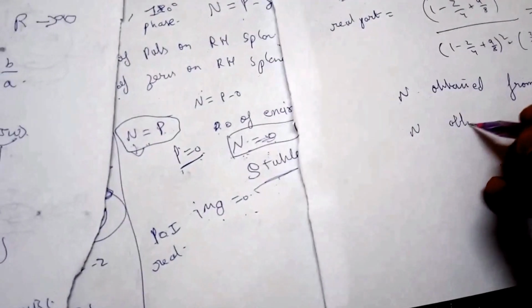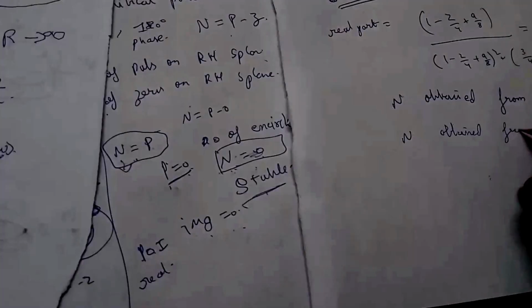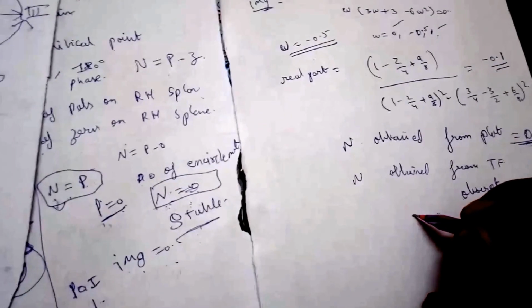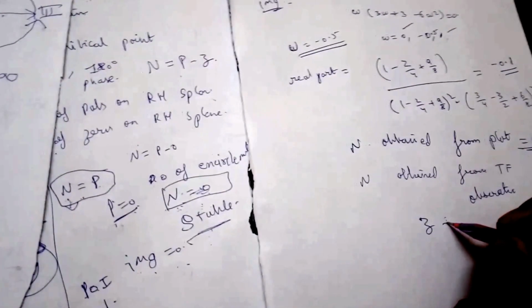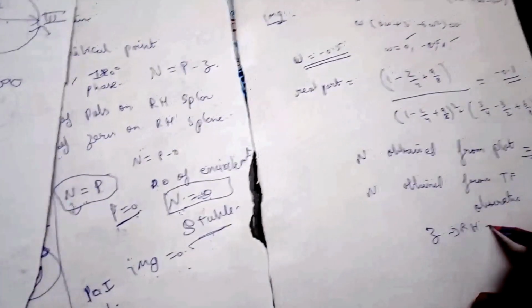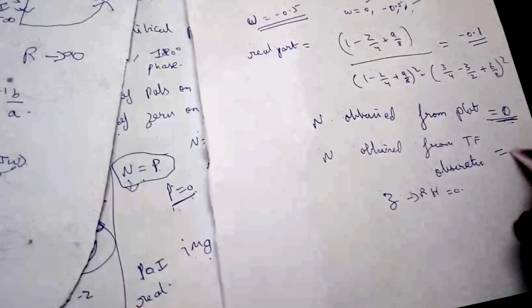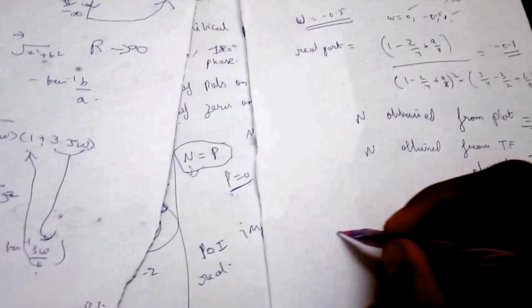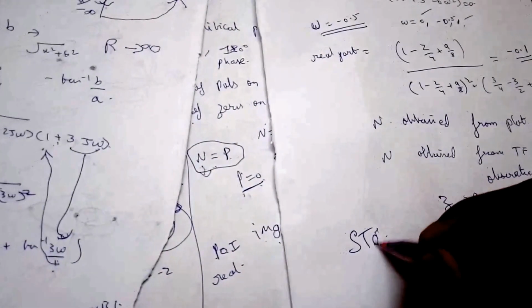So N obtained from the transfer function by observation, the number of zeros on the right half of the s plane, should be 0. We got N equal to 0. So as both are equal, we say that the system is stable.